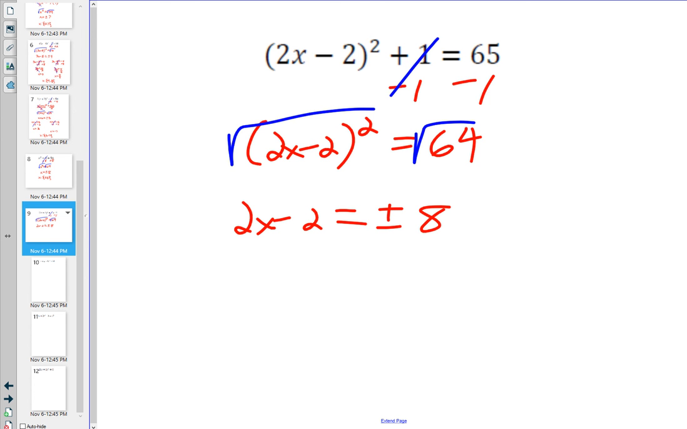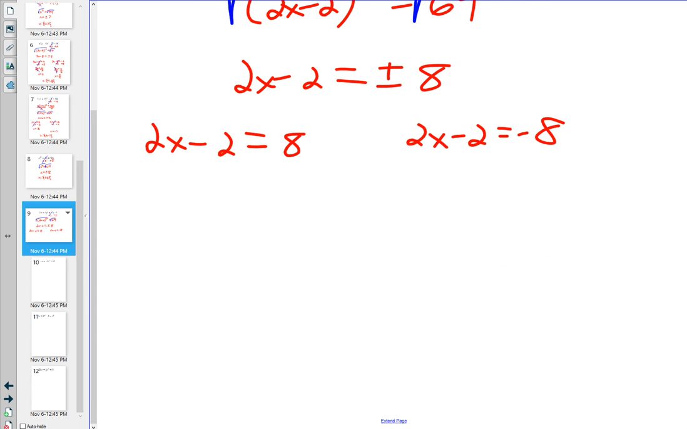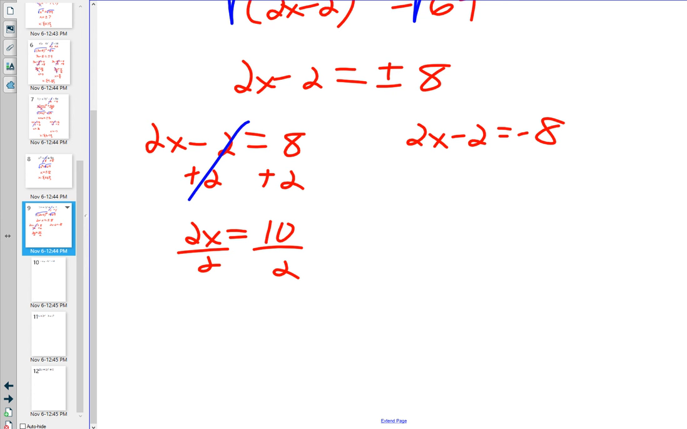Has the variable been isolated? No, but since we got rid of the square, we made these linear equations, so we can take this back to the first month of school. Let's say 2x minus 2 equals 8, and 2x minus 2 equals -8. Plus 2, plus 2. 2x equals 10. And then that gives you 5 divided by 2. Sorry, I got ahead of myself.